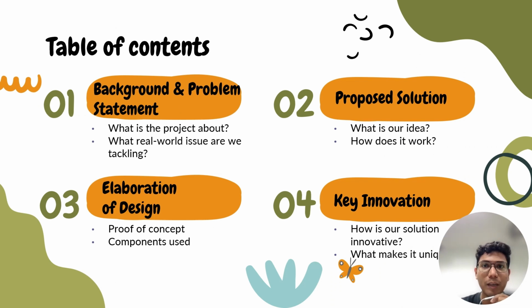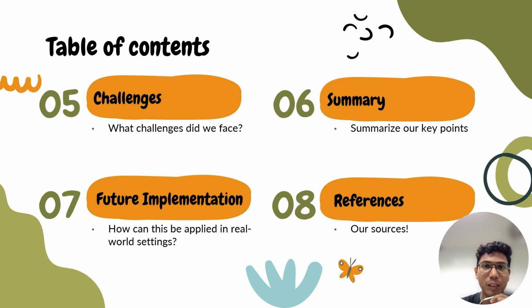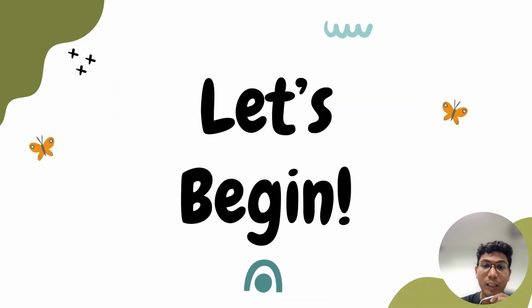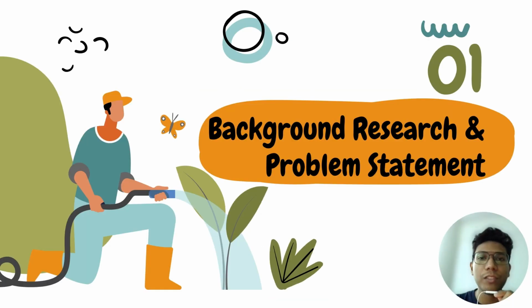We will start by going through the background, problem statement, followed by the proposed solution. We will then elaborate further on the design and key innovation. We will then discuss the challenges and future implementations that can be developed for our idea. So let's begin. We will first talk about the background research and the problem statement.